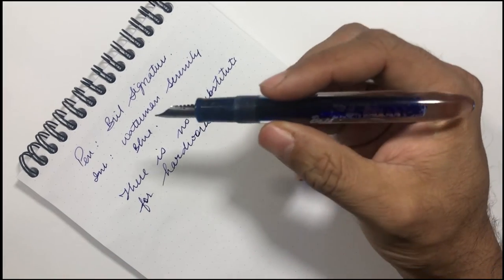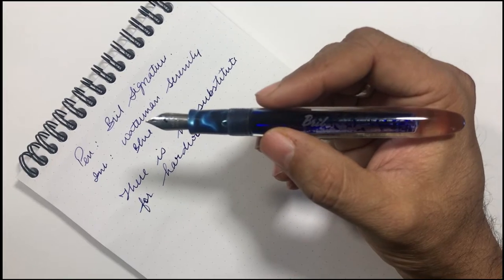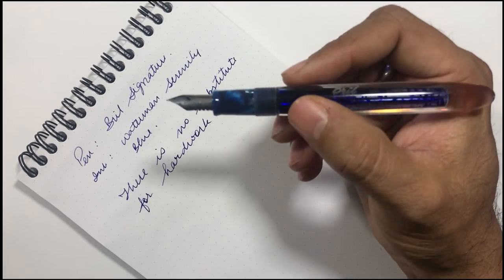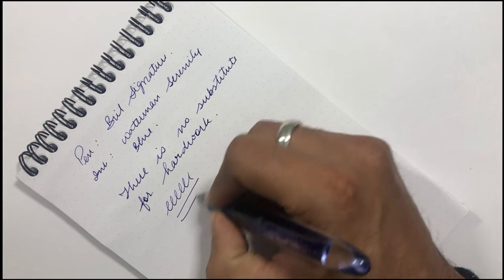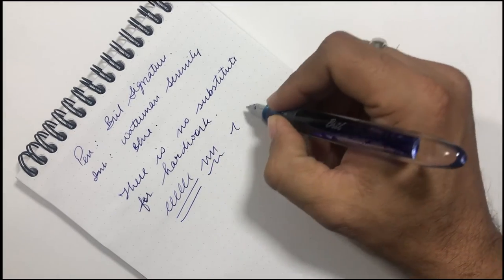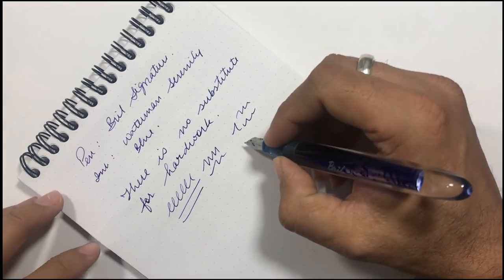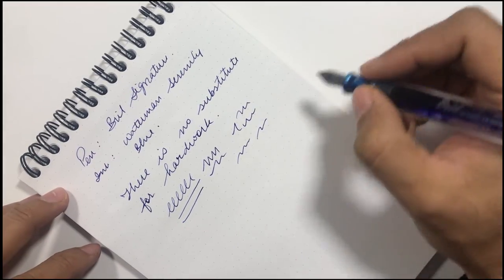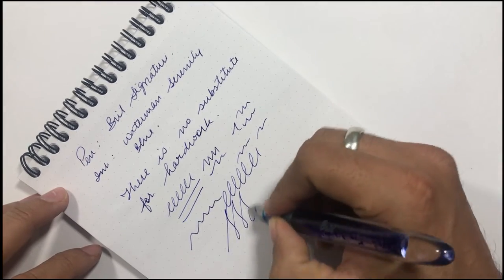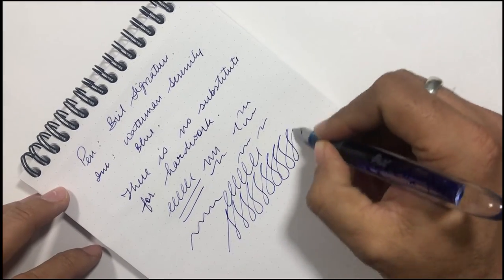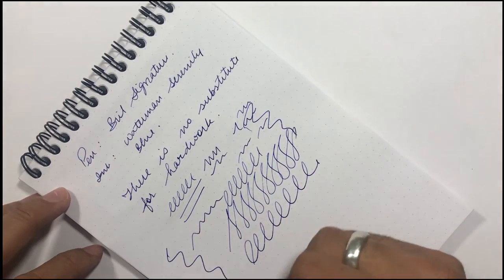Okay, so this is a fine nib. This is a number 8 fine nib. You can replace this with a medium nib if you want. Even being a fine nib, this is quite smooth. You can feel the nib gliding on the paper, but it is not scratchy. You feel some feedback, but it is quite smooth. You can even write as fast as you want, and the pen does not skip at all.